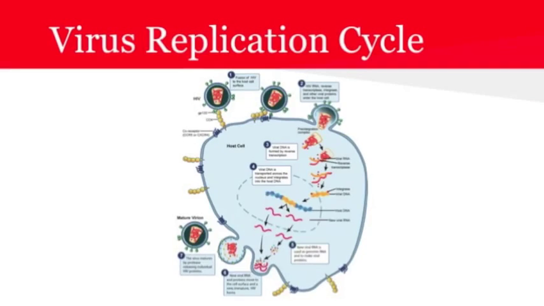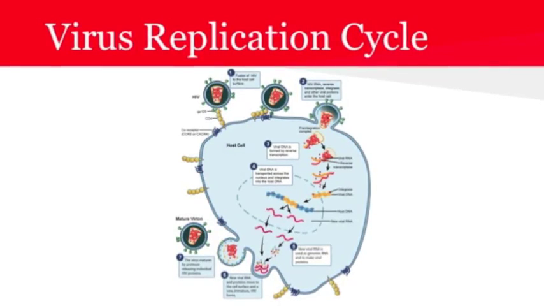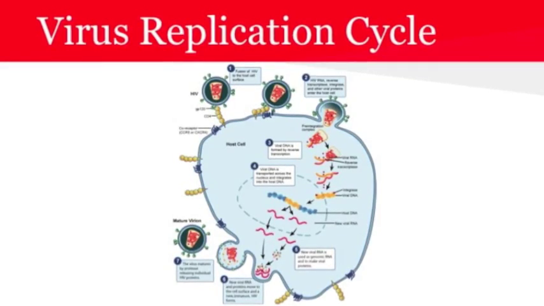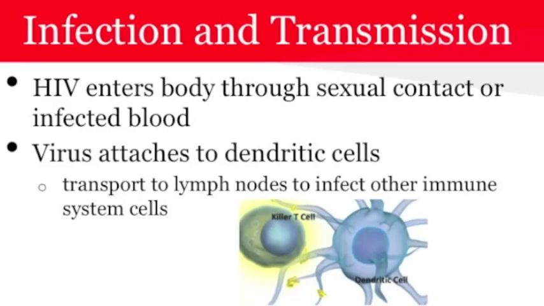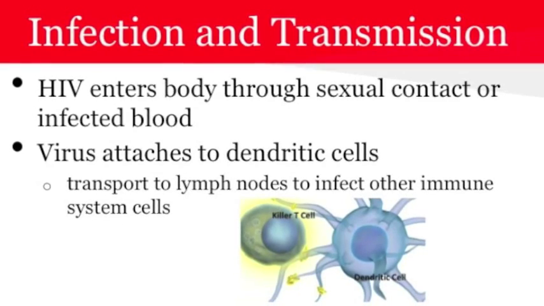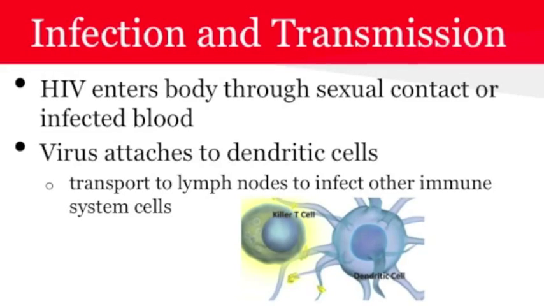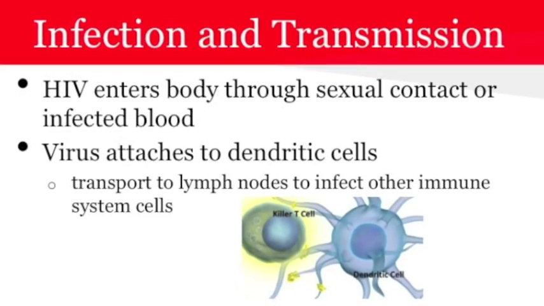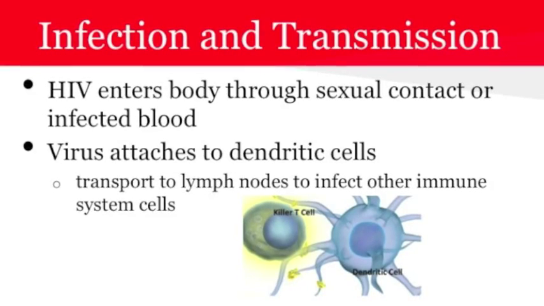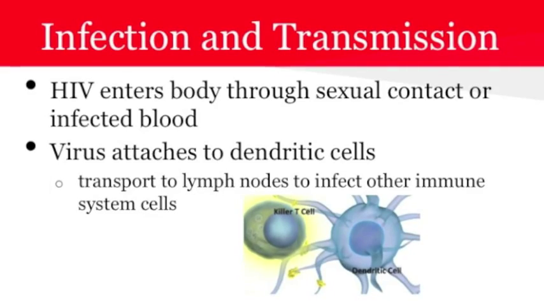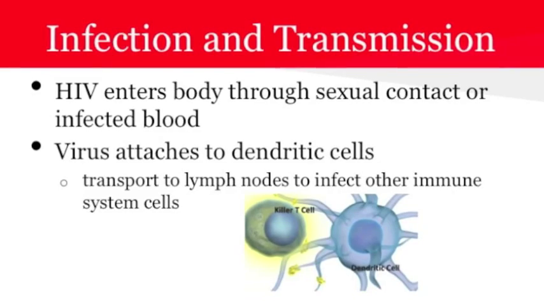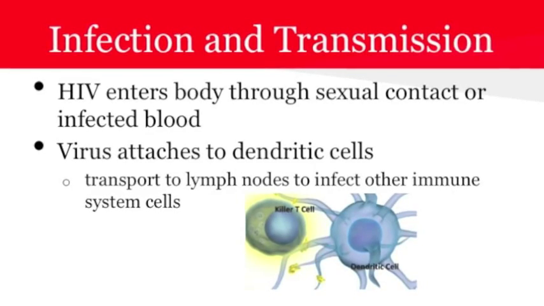So how does HIV work? We will be going through the virus replication cycle in detail in order to help you understand how the virus infects someone. HIV can be transmitted through sexual contact or infected blood. Researchers believe that the virus attaches to immune cells called dendritic cells, and they are found in the mucosal membranes. The dendritic cells aid in transporting the virus to the lymph nodes, which interact directly with T cells, allowing HIV to infect T cells.